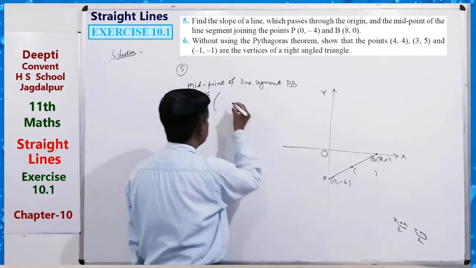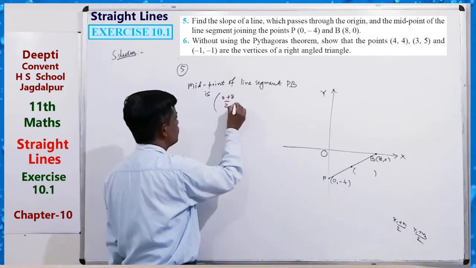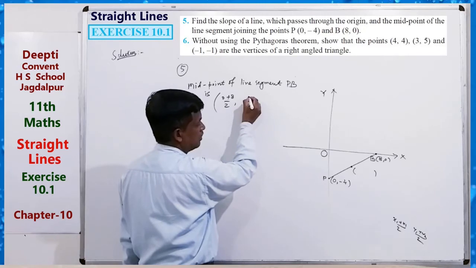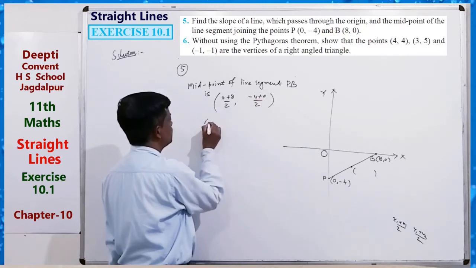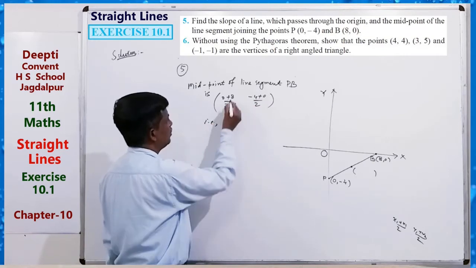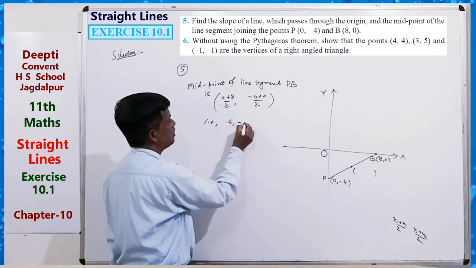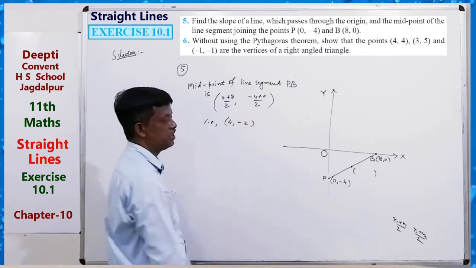0 plus 8 by 2, and minus 4 plus 0 by 2. That is 4, minus 2. This is the midpoint.